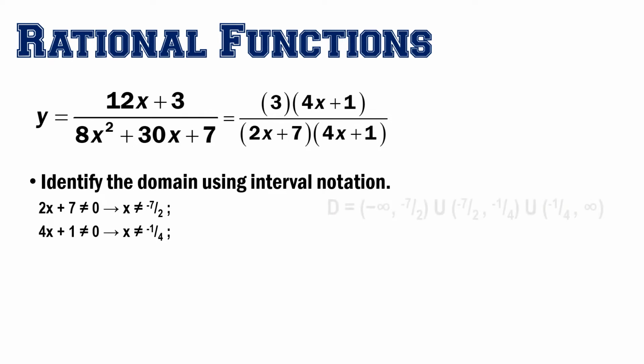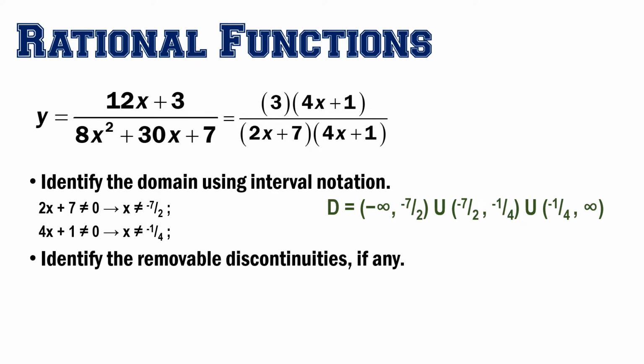So as we remove those from all reals, our domain becomes negative infinity to negative 7 halves, negative 7 halves to negative 1/4, and negative 1/4 to infinity. We move on to removable discontinuities.